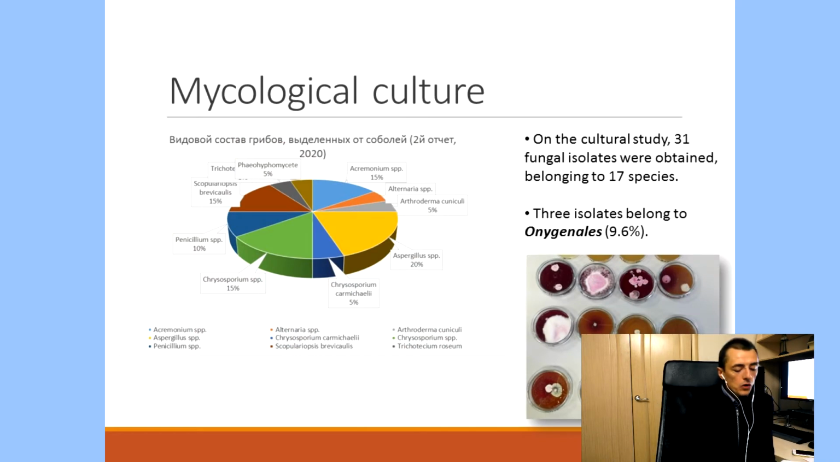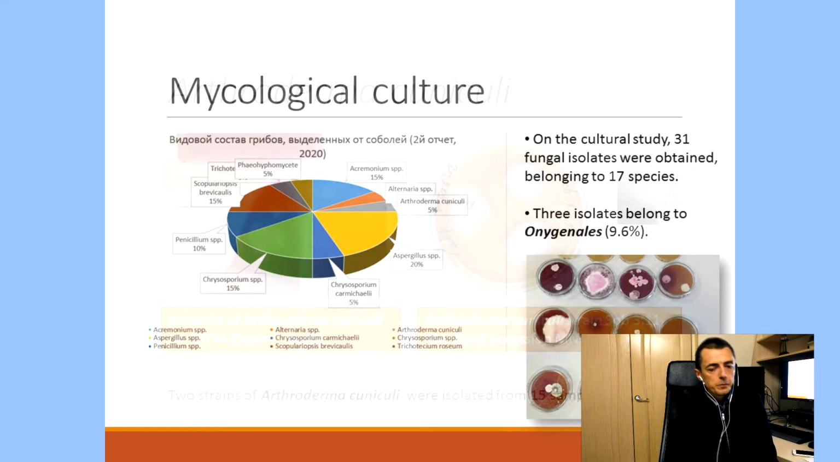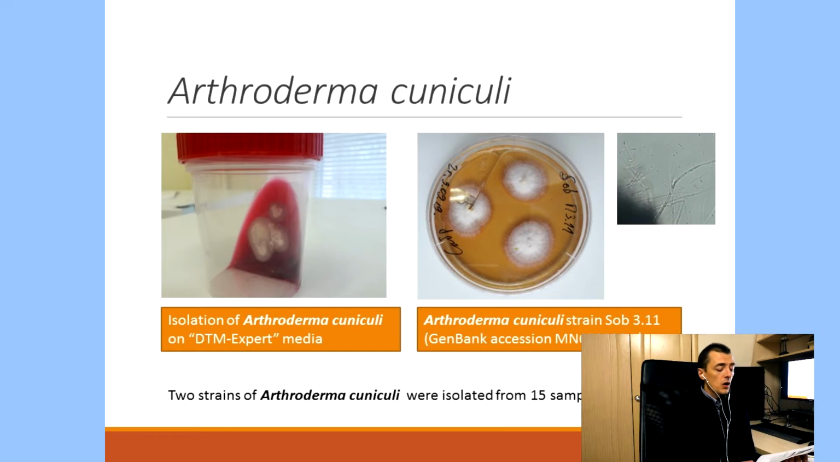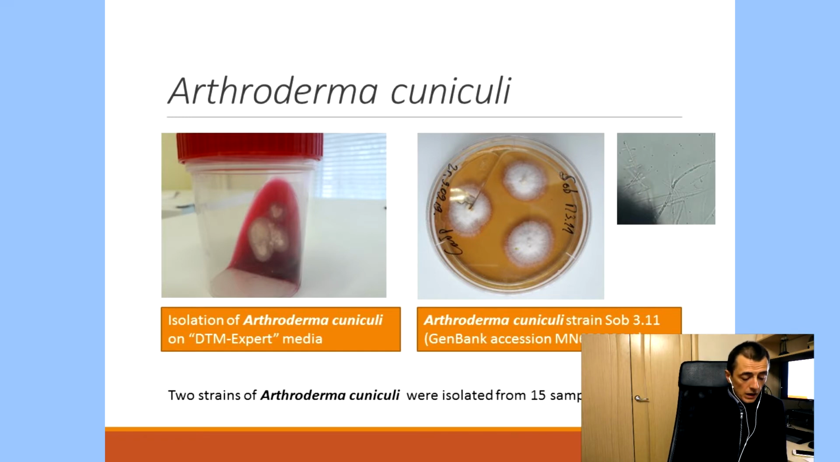Well, now let's take a look at brief results of mycological culture. Overall, 31 fungal cultures were isolated from 15 samples, and only 3 cultures belonged to the order Onygenales. Next, please. Well, 2 of the isolated Onygenalean fungi revealed the closest homology to Arthroderma cuniculi, and you can see this culture on this slide. It's important to note that primary cultures of Onygenalean fungi were isolated on DTM media, as you can see on the left picture, but not on Sabouraud media.